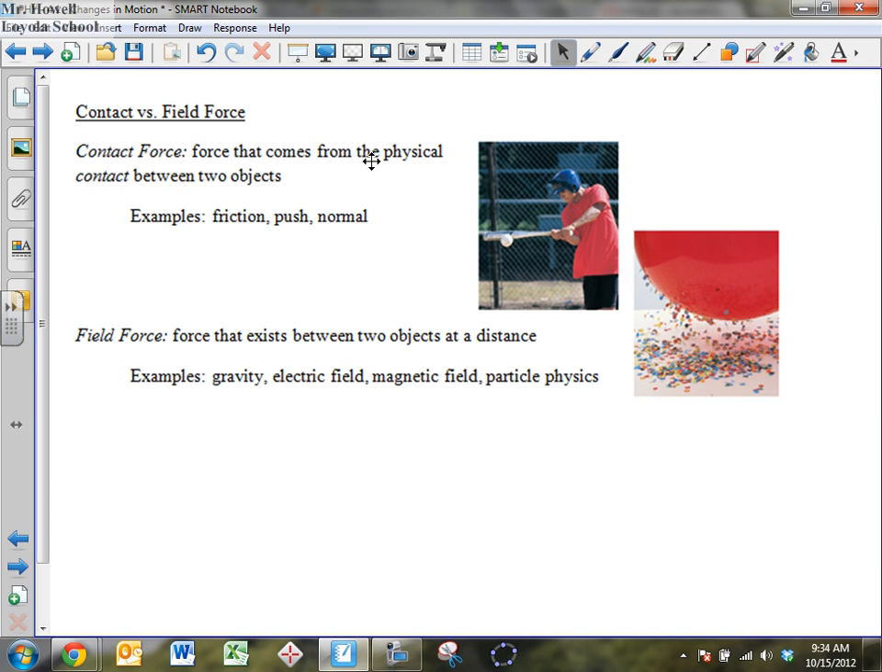Now, a field force, some examples are a force that exists between two objects at a distance. Okay? And I brought this in today to see if somebody wanted to try. Have you ever blown up a balloon before and then rubbed it along your hair? Yeah. You want to do it, Paul? You've got long hair there.